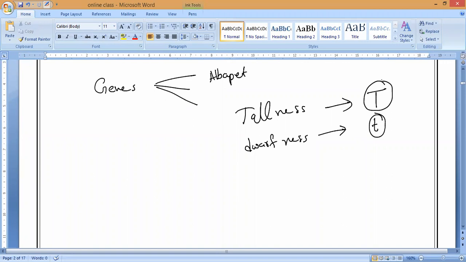We can say the organism is tall, or if a plant has a long stem, the length of the stem of the plant, then the tallness is represented with the capital T. In the same way, a small plant, or one which has a short stem, is what we call dwarfness. This dwarfness we represent with a small t.